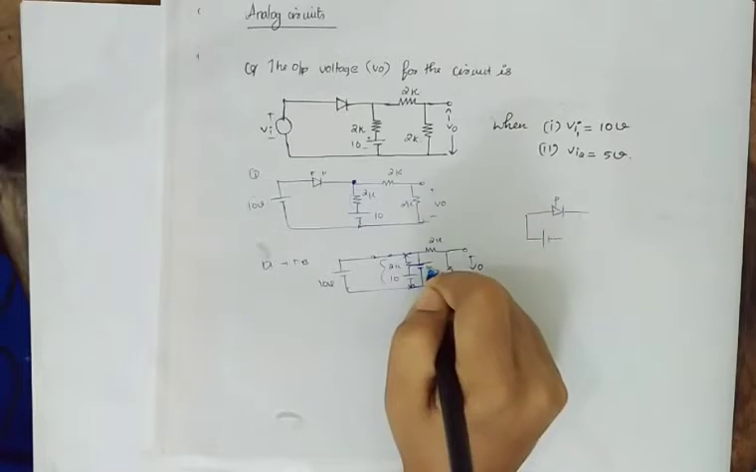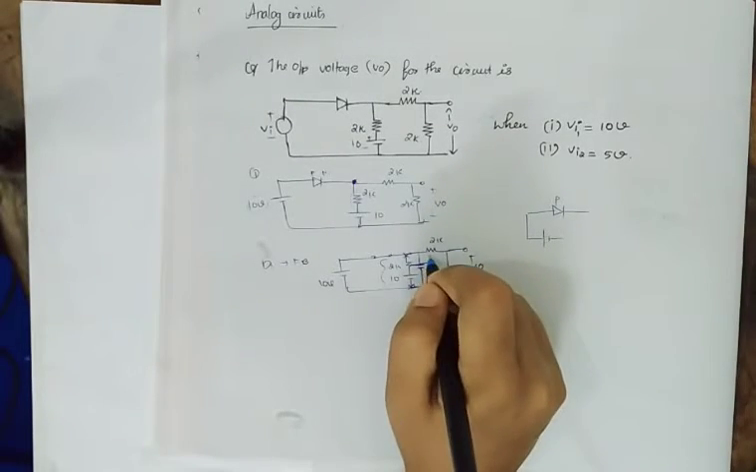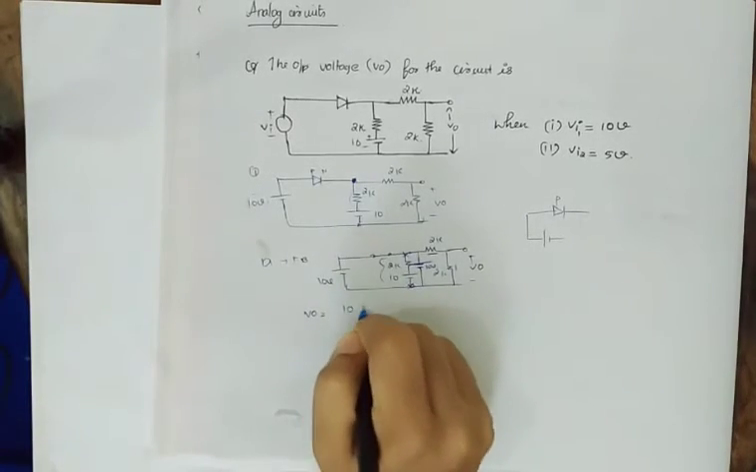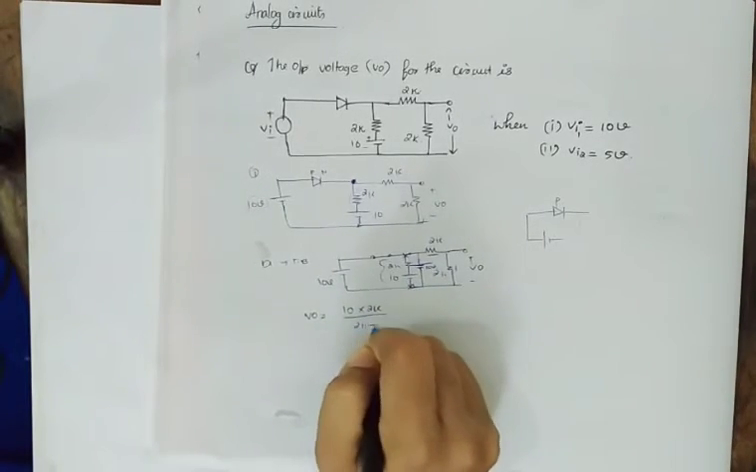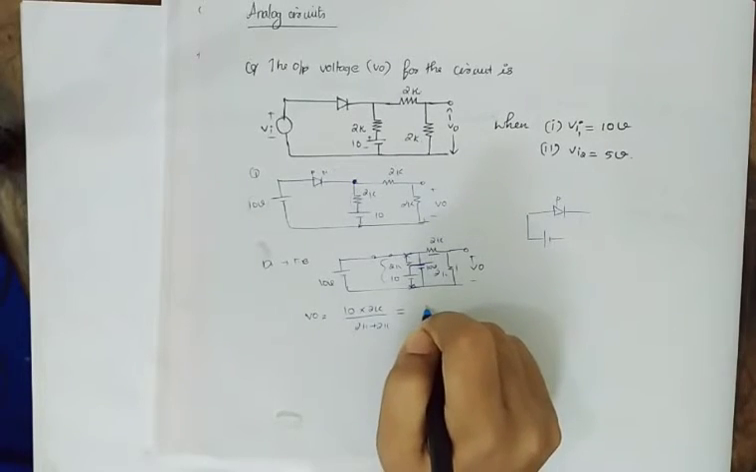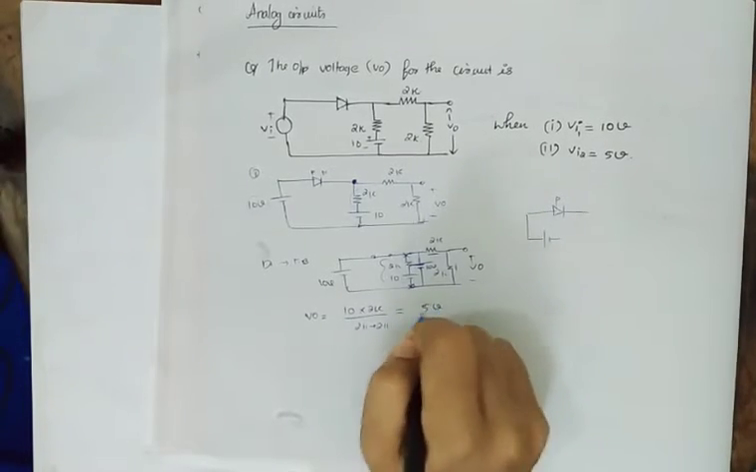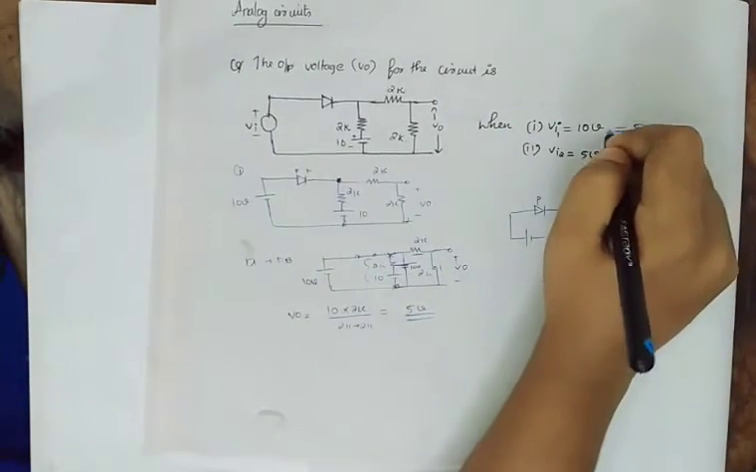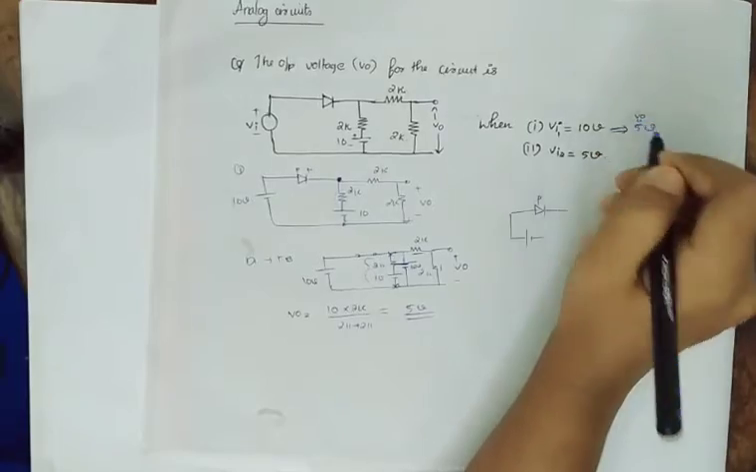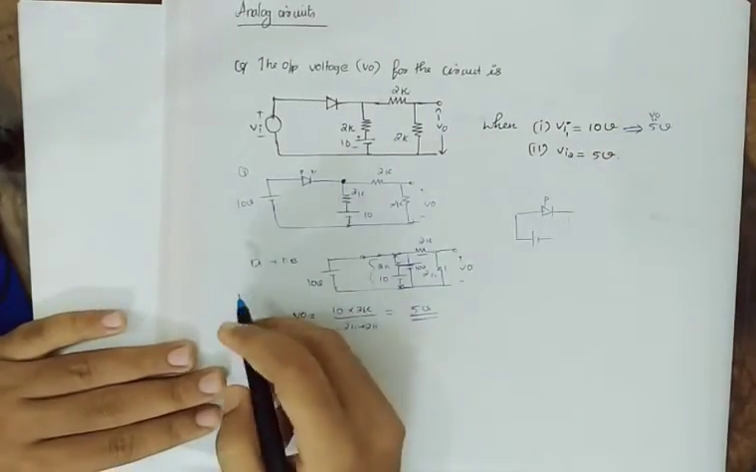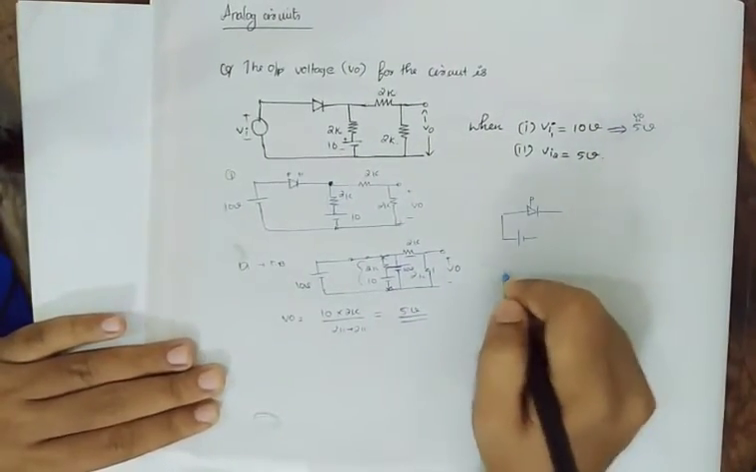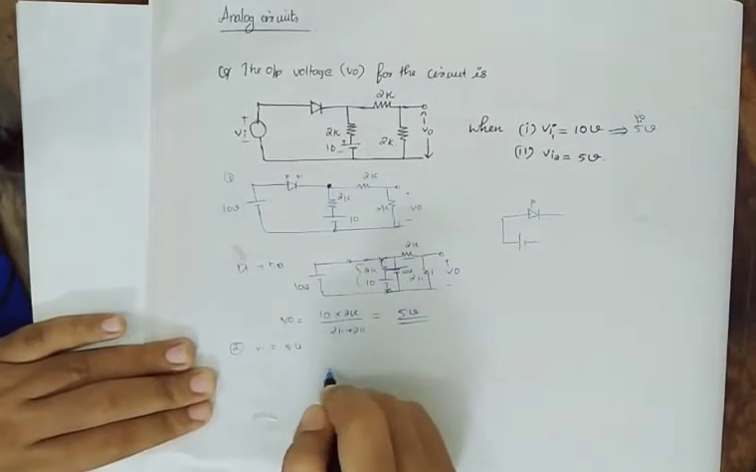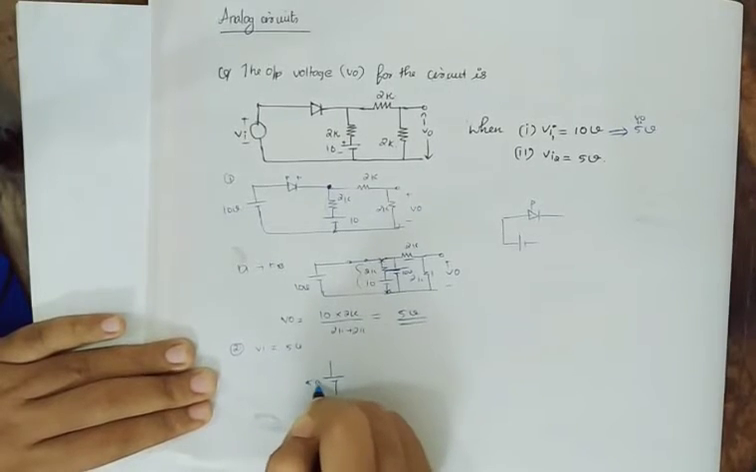So this will be 10 volt, and 10 volt is being divided between 2K and 2K. So V0, applying voltage division principle, we get 10 into 2K divided by 2K plus 2K, which is equal to 5 volt. Okay, so the first question's answer is 5 volt, V0 equal to 5 volt, and now we'll see what happens when Vi1 is equal to 5 volt. Okay, so we are going to replace that with 5 volt.